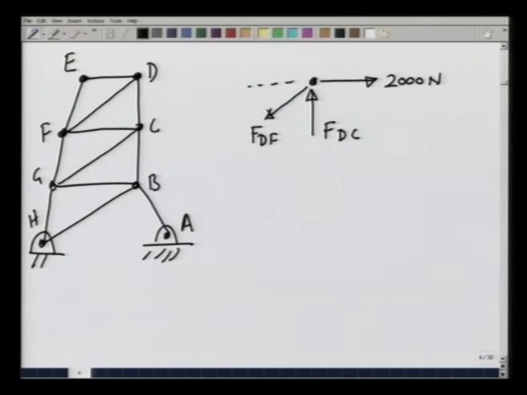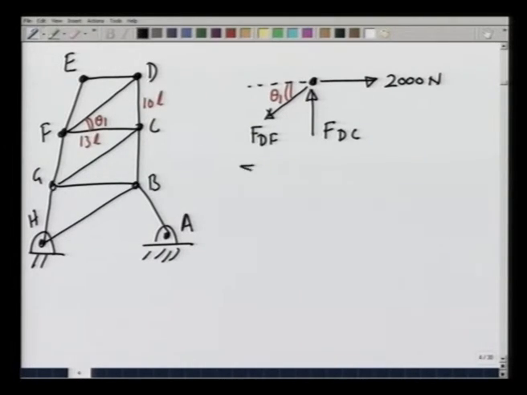Let this angle be theta and that will be the same angle as this. This is 10 L, this is 13 L. Let me in fact call it theta 1 because I am going to require other angles later.